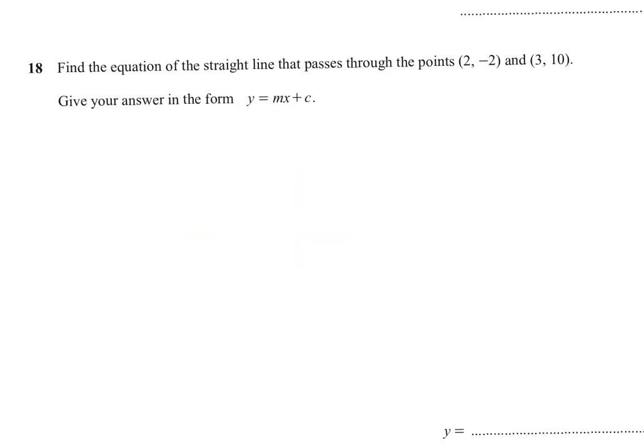Number 18, find the equation of the straight line that passes through the points (2, -2) and (3, 10). Give your answer in the form y = mx + c. We can find m: (y2 - y1) over (x2 - x1), so 10 minus negative 2, over 3 minus 2, so 12 over 1 equals 12.